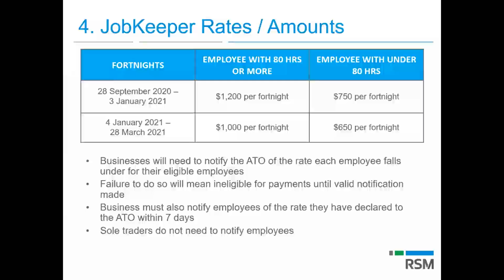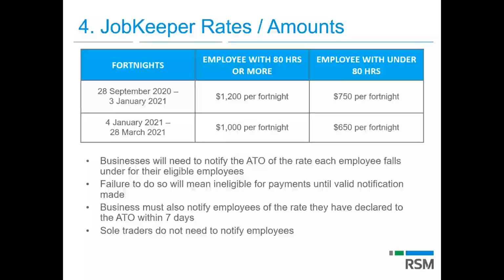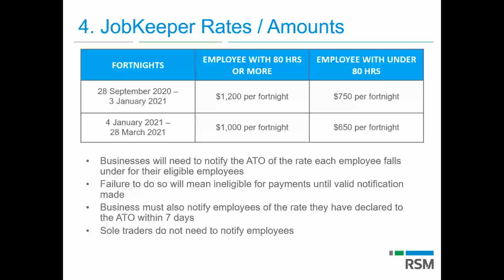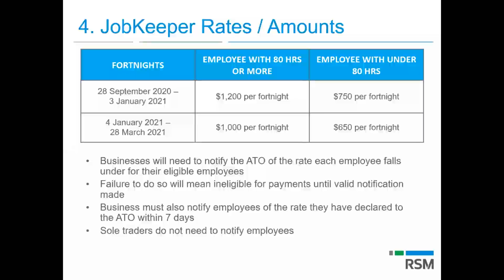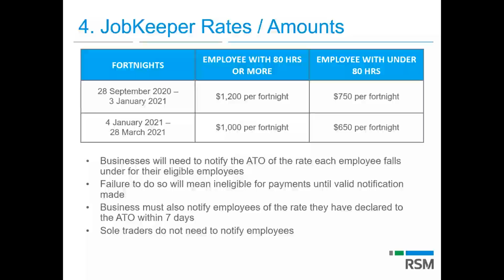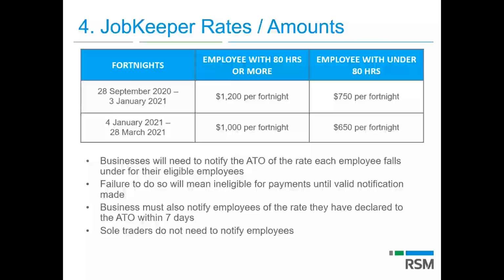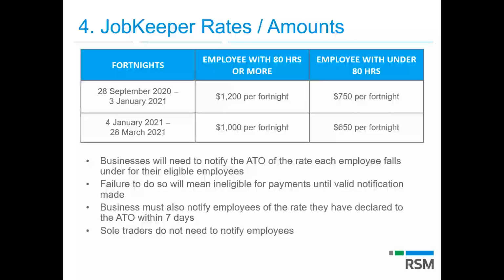Okay, so I will now turn to the relevant rates. Where an employee or a participant qualifies for the higher rate, the entity will be entitled to claim JobKeeper for those individuals at a rate of $1,200 per fortnight up until 3 January 2021 and $1,000 per fortnight up until the 28th of March 2020.